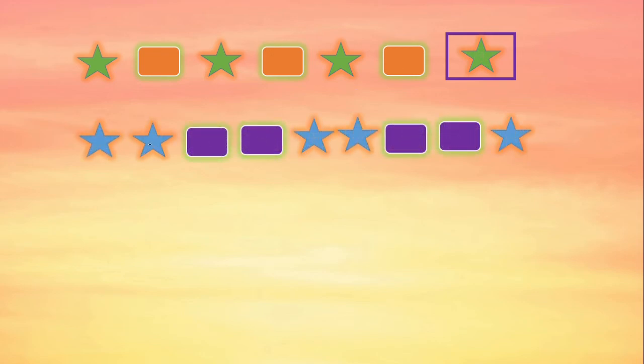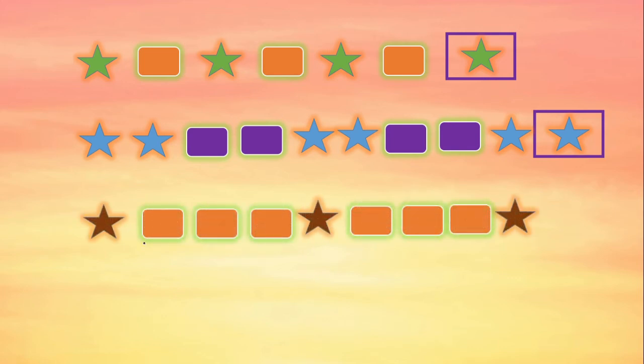Now here you can see star, rectangle, star, rectangle, star, rectangle. Yes, what should be here? Yeah, what we have to replace by question mark? Very good, star, correct? Yes, very good. Now here two stars, two rectangles, two stars, two rectangles, and it should be, yeah, rectangle or star? Yes, very nice, star, right?